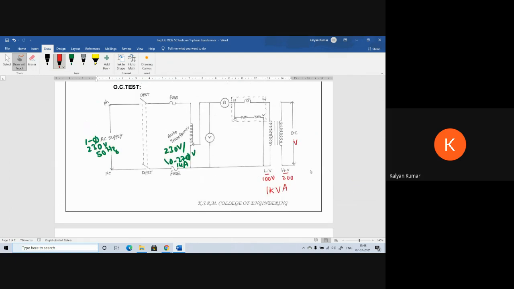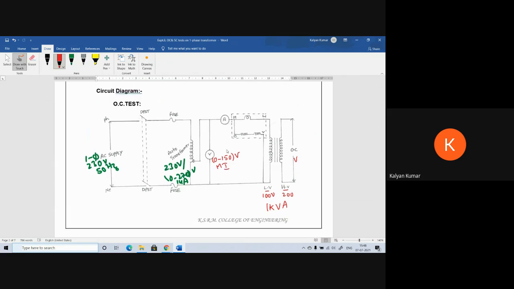Now coming to the voltmeter. As in this test we need to apply rated voltage, we need to apply 100 volts here. In order to measure that 100 volts, the voltmeter that we need to use is going to have a range of 0 to 150 volts. And as it is used under AC supply, the meter type is MI type.